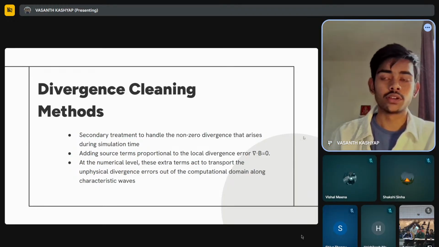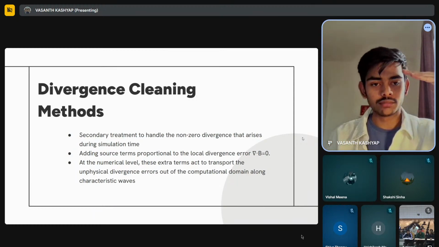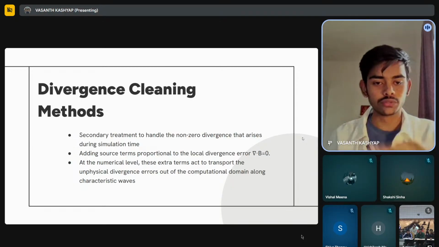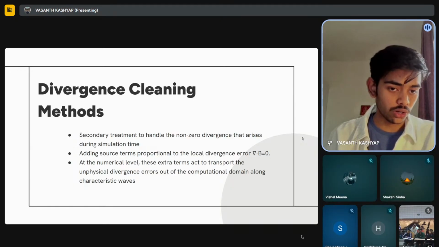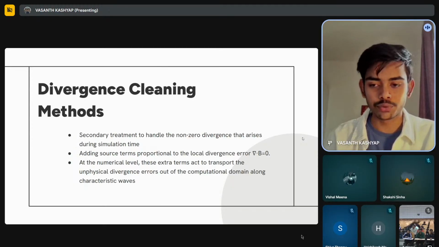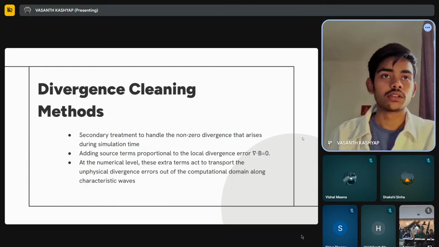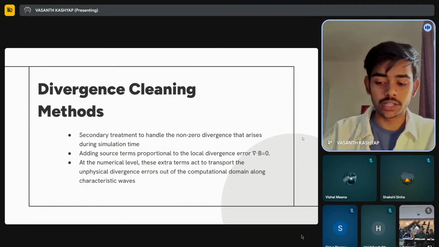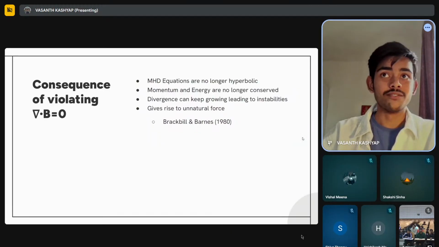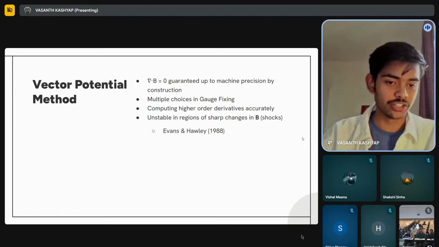But the whole argument relies on the fact that you can artificially decrease or remove the divergence manually. Whether you can do that or not depends on the problem. Some problems you can do it, and some problems you cannot. Now there is a much better way of doing it, which is called the vector potential method.